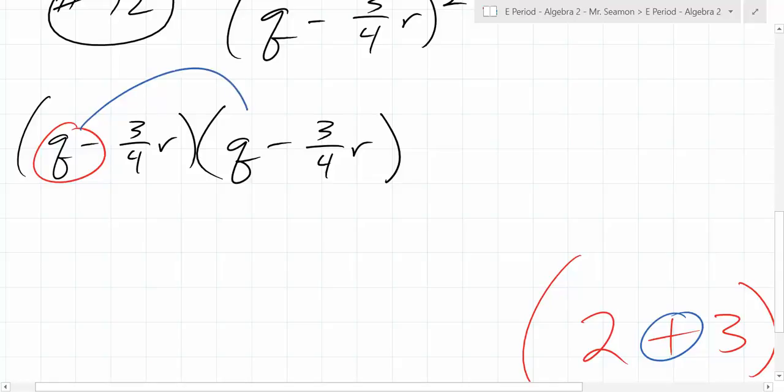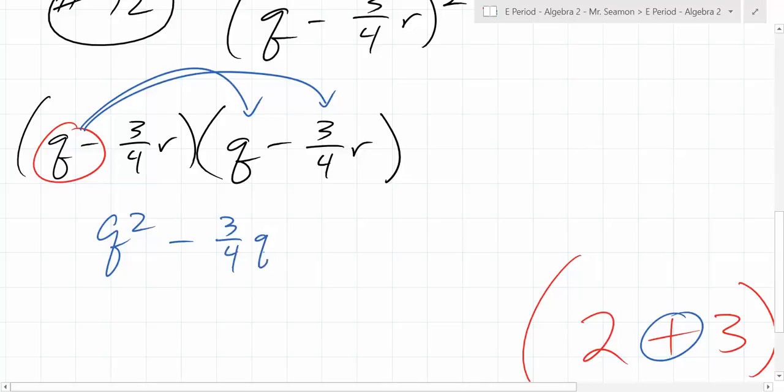What's Q times Q? Q squared. Q times this is going to be minus 3/4 QR. And then you have minus what? 3/4 QR. And then you have positive 9 over 16 r squared.